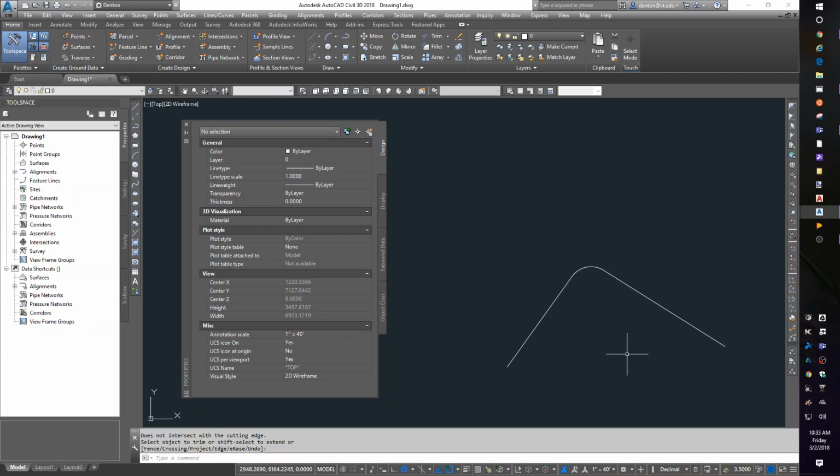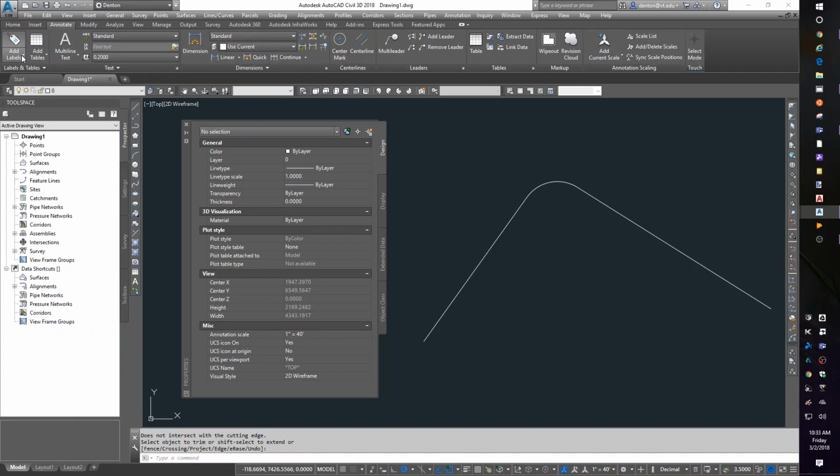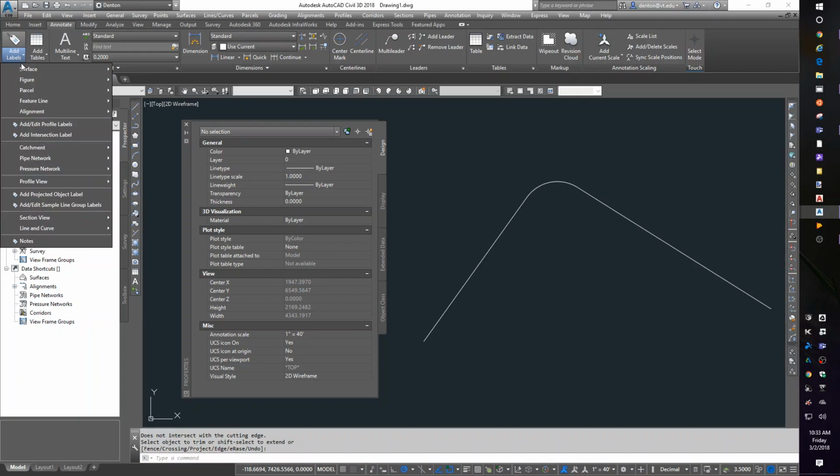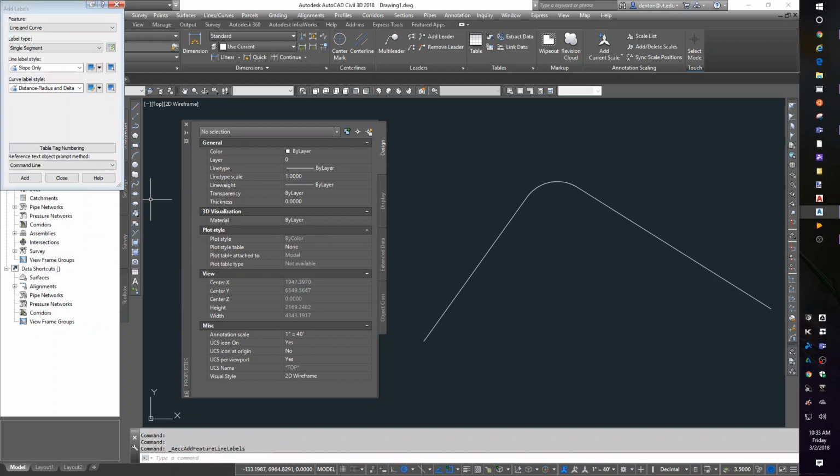In the built-in software, you can also label things. Their labels may actually even be better than mine because they understand scale. Let me just do some of their labels. So what I'm going to go to is on the annotate ribbon bar. There's an add labels, and it has labels for surfaces, figures, parcels, and so on. Clear down at the bottom is lines and curves. I can add line and curve labels. I usually say I want multiple segments, and I like bearing over distance.